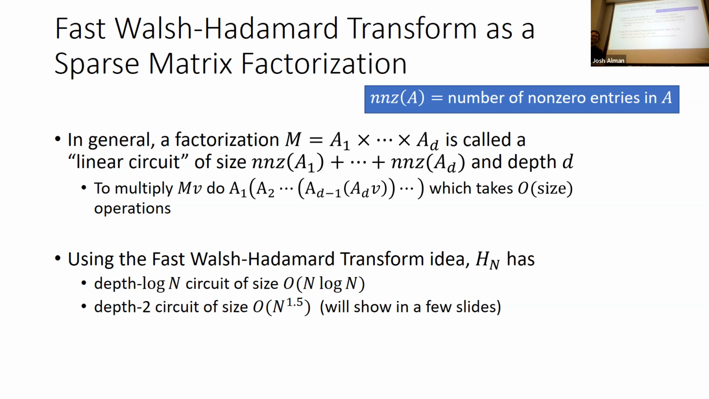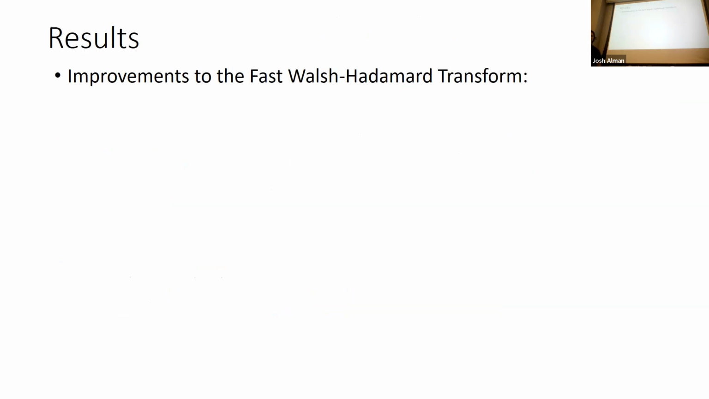And let me now tell you the 2 results I'm going to show you today, which are both ways to improve that fast Walsh-Hadamard transform that I just showed you. So this is like a sort of a basic folklore algorithm that's been around for a long time and is really used in these different applications I told you about, but I'm going to show you how to improve both of those circuits I just mentioned.